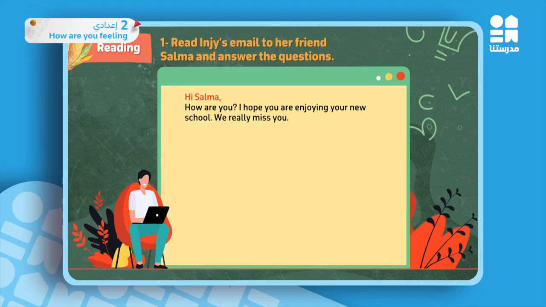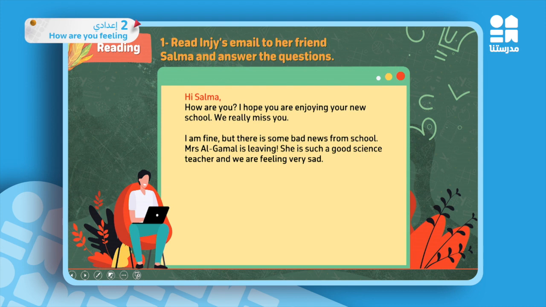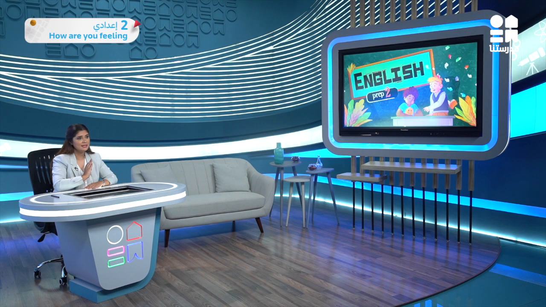So here, how are you? I hope you are enjoying your new school. We really miss you. Don't forget that we divide the email into 3 paragraphs. I am fine, but there is some bad news. Again, there is bad news because news is uncountable, it has no plural. That's why it agrees with a singular verb. We must use a singular verb with it.